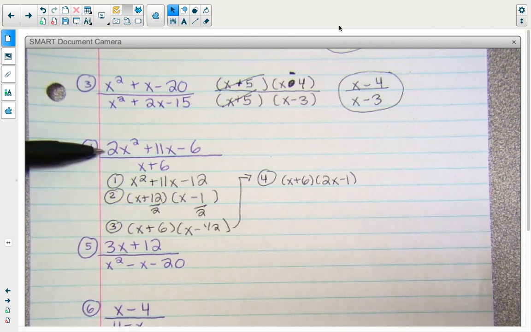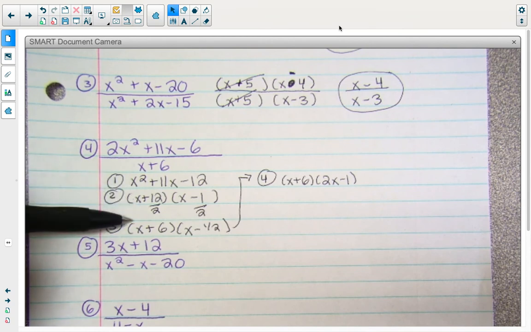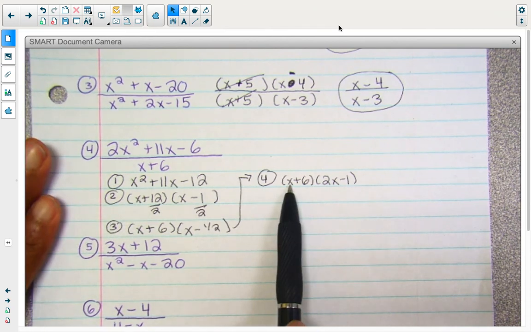For the numerator, if you have a different coefficient in the front, we did that four-step method that we talked about a few weeks ago. So multiply the first and last number, factor like normal, divide by the first number in the problem, and then get rid of fractions. So this is now my numerator.